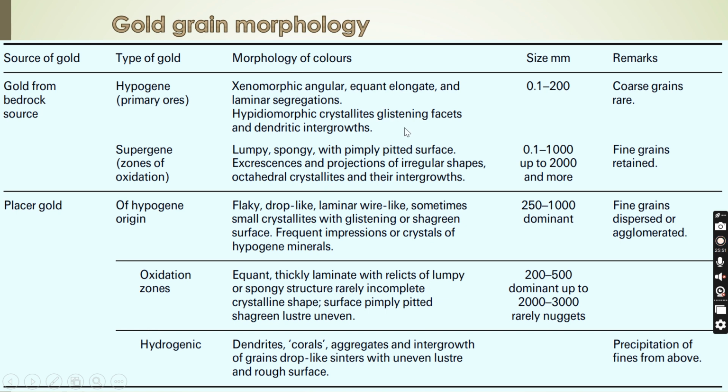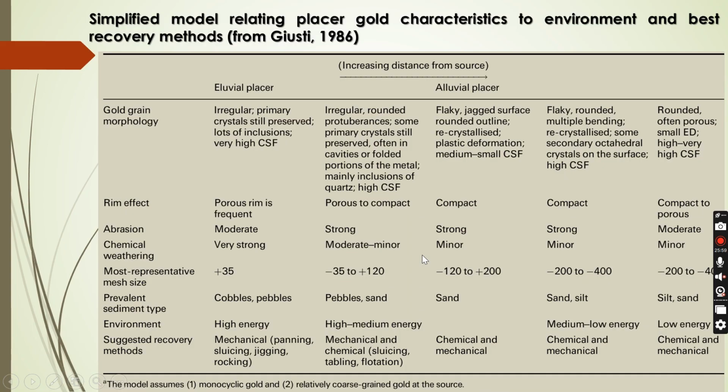Morphology of colors gives different exploration guides, where depending upon these characteristics we can narrow down our targets. Similarly, for secondary sources, Gusti in 1986 characterized alluvial placer gold in terms of distance from source. For this kind of study, regolith mapping and regolith understanding is very much essential, and I have already discussed regolith mapping in another earlier video.